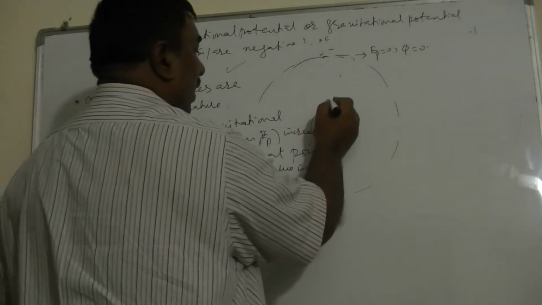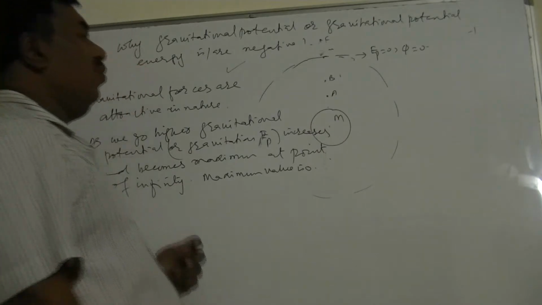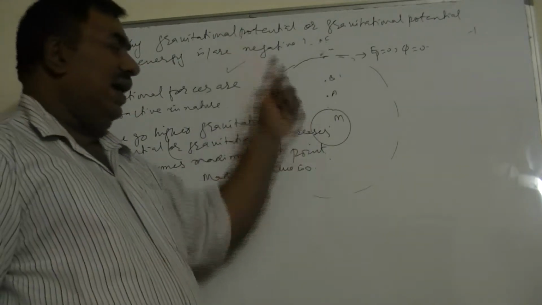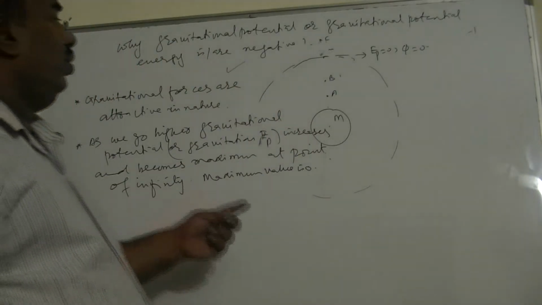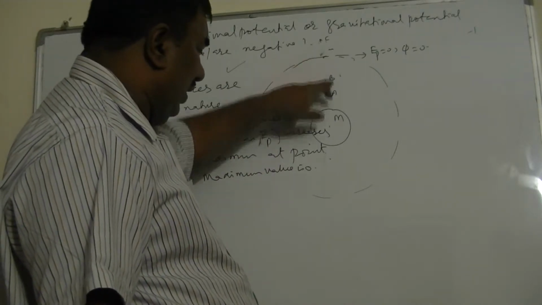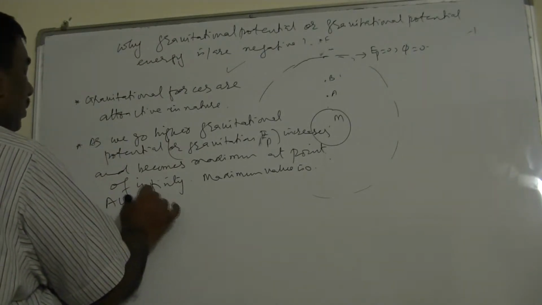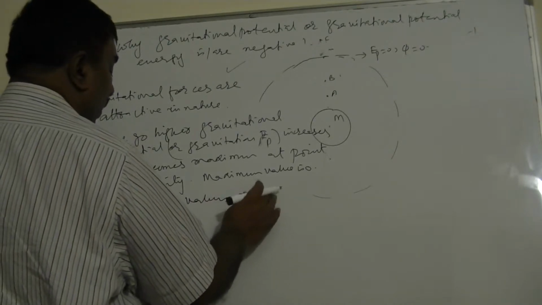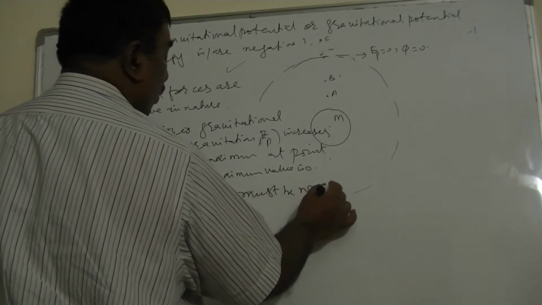If you go higher and higher, suppose this is point A, this is point B, the gravitational potential at point B is higher than the gravitational potential at point A. So if you go higher, gravitational potential increases. It means if they are increasing and the maximum is 0, all of these other values must be negative. This is a very simple approach.